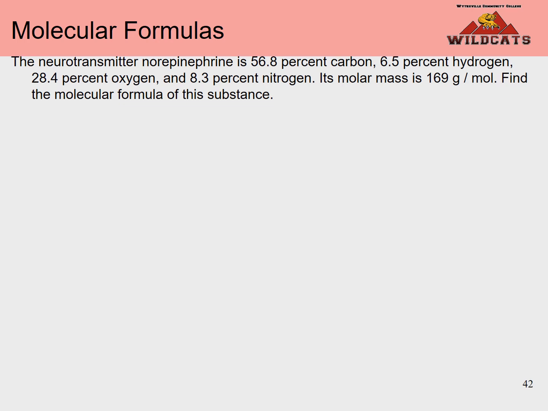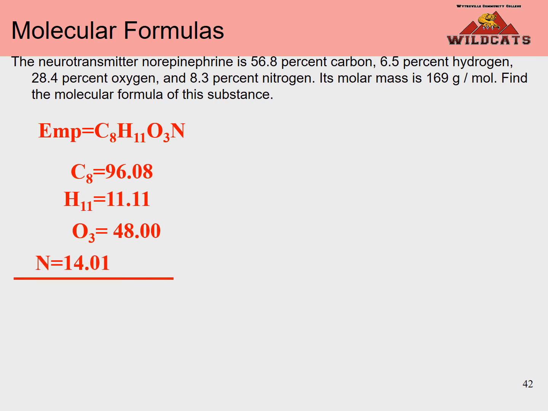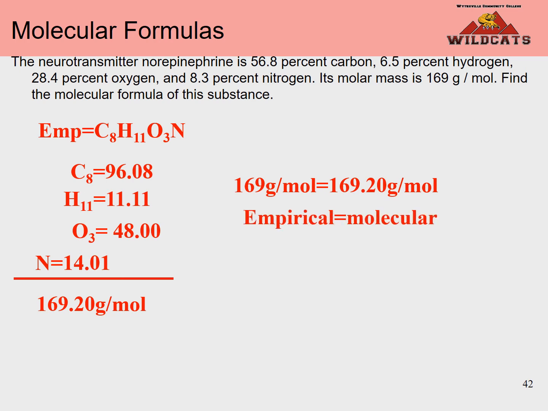So what we're going to do is add up the molar mass of this compound, which we did in chapter 2, and I end up with 169.20. You'll notice the problem gives us the molar mass as 169. Well, 169 and 169.20 are the same number, especially if you only use 3 significant figures. So what this tells us is the empirical formula is equal to the molecular formula, and they're both one and the same.